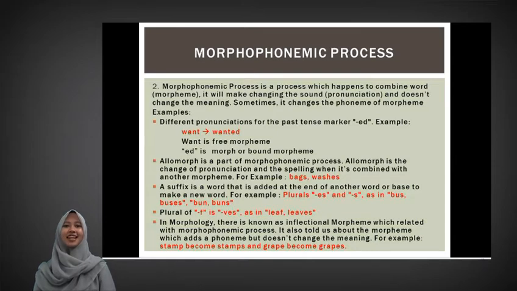Well, the second is allomorph. Allomorph is the change of pronunciation and the spelling when it's combined with another morpheme. For example, bags and glasses.